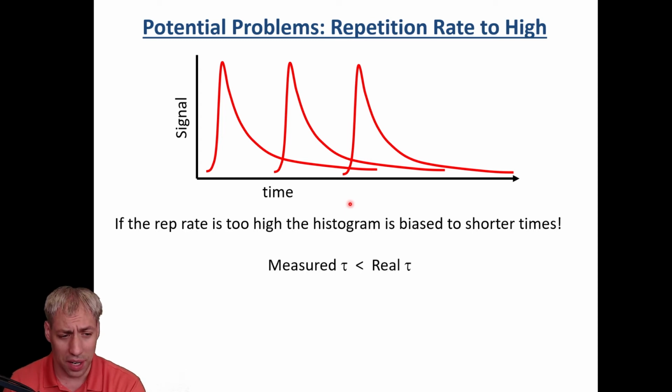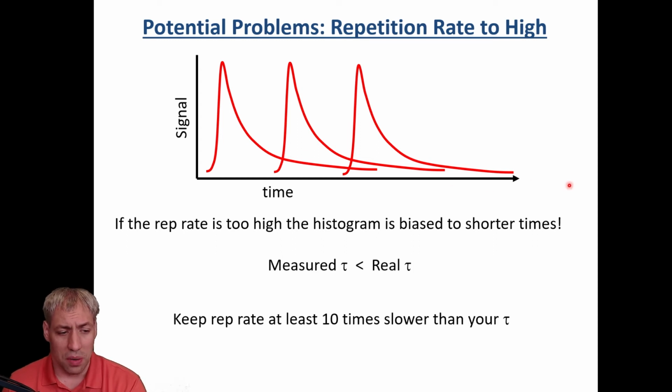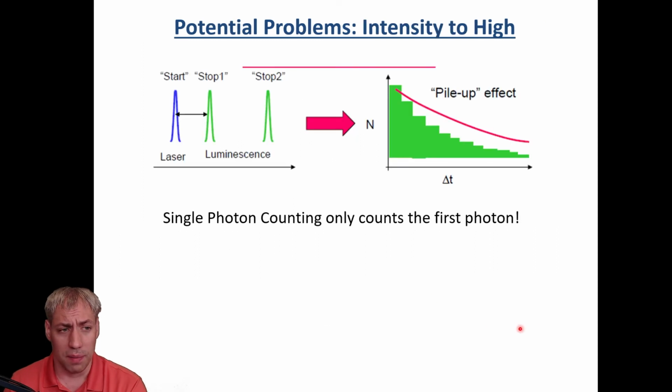And so essentially the lifetime that you measure is going to be shorter than the real lifetime of the sample, because it's artificially measuring the long tail and thinking that it's a shorter lifetime than it is. And so the general idea is keep your rep rate at least 10 times slower than your lifetime, and default to longer times until you know what that lifetime is. So if you want publication quality data, figure out a rough estimate of your lifetime ahead of time and then set your rep rate to lower than that, at least twice, more likely 10 times slower than your lifetime.